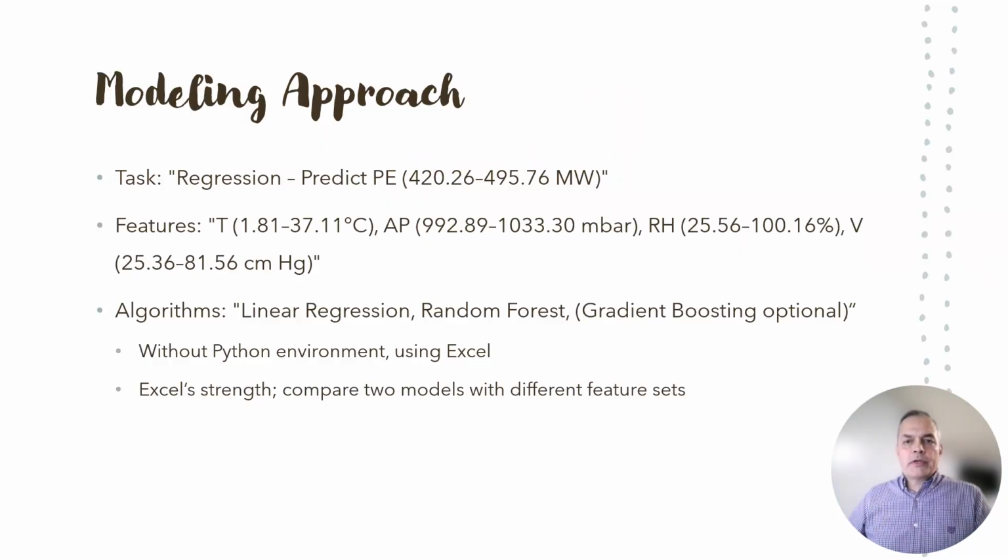For this project, we're predicting the net hourly electrical energy output, PE, of a combined cycle power plant, a continuous value between 420 and 495 megawatts. This makes it a supervised regression task. The data set includes 9,568 hourly readings with 4 ambient features: temperature, ambient pressure, relative humidity, and exhaust vacuum. Since these are environmental factors influencing turbine performance, I'll start with all 4 as potential features.